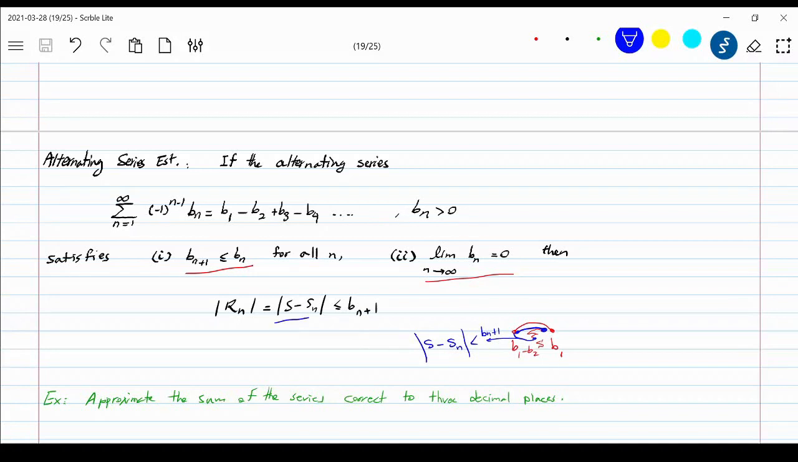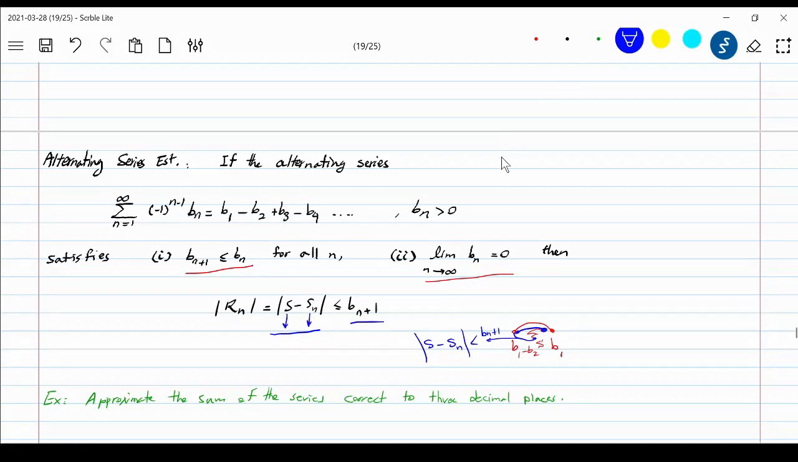So the s minus sn is basically the summation minus the sum of the first nth term. That is always less than, in terms of absolute value, the next term of the sequence. Okay, this is just, again, I didn't prove it, I just gave you a structure of how the proof looks like. I didn't want to spend time on that.